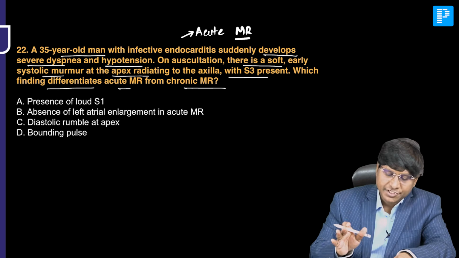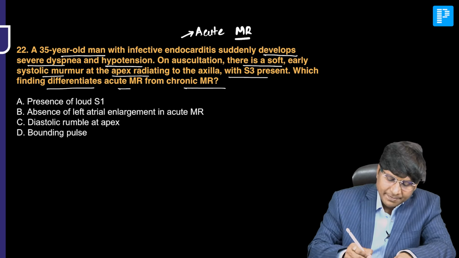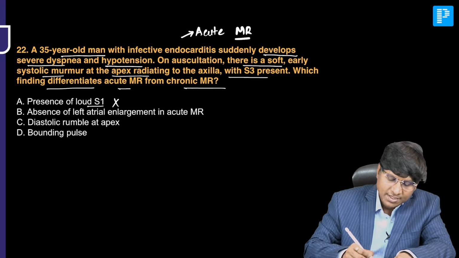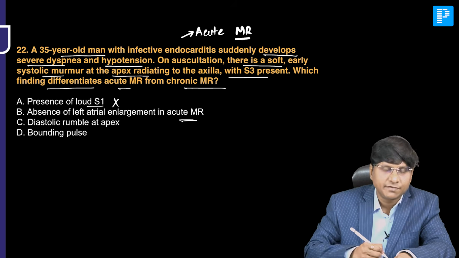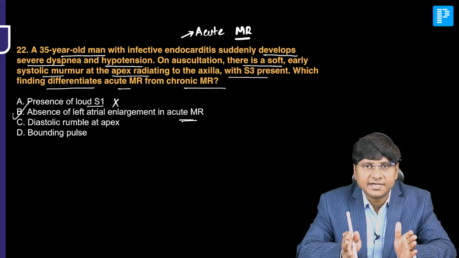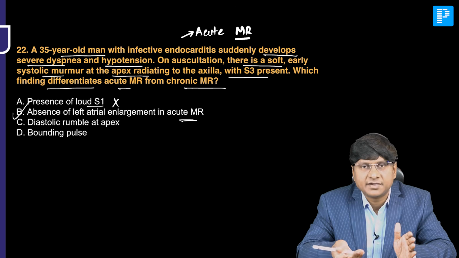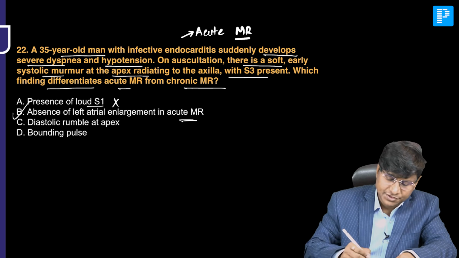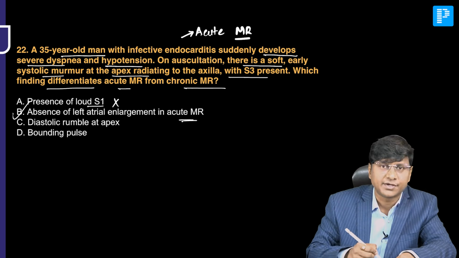Now, how will you differentiate acute MR from chronic MR? Presence of loud S1: loud S1 is not a feature in MR at all. Absence of left atrial enlargement in acute MR: this is the correct statement. In acute MR, you will not have left atrial enlargement, whereas in chronic MR, there is left atrial enlargement as well as left ventricular enlargement, right? So the correct answer in this question is the absence of left atrial enlargement in acute MR.